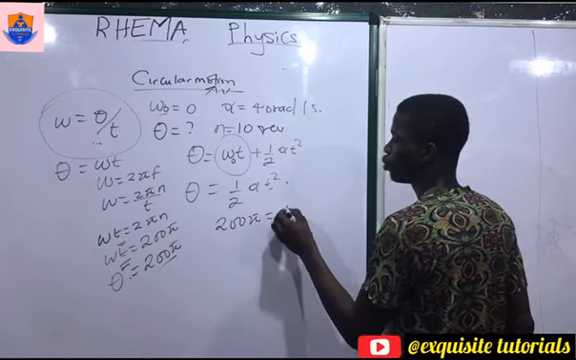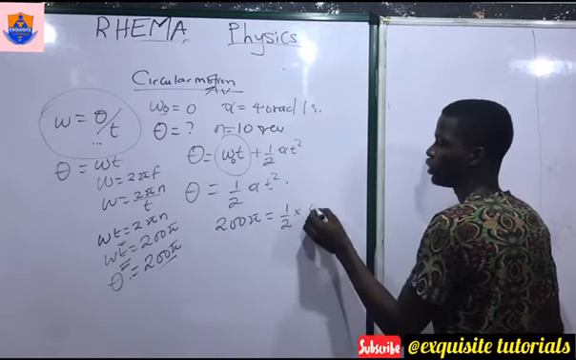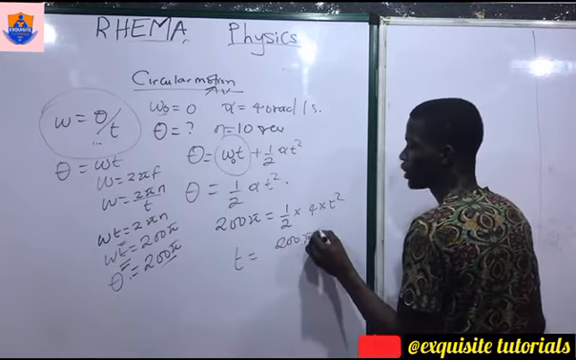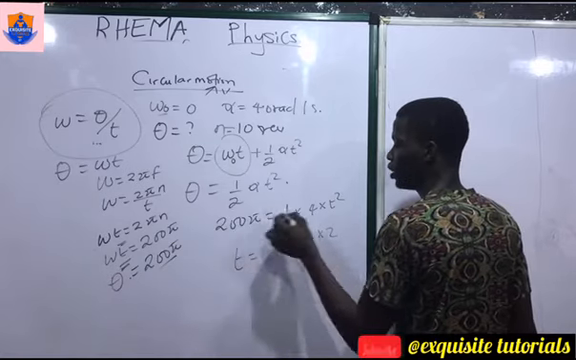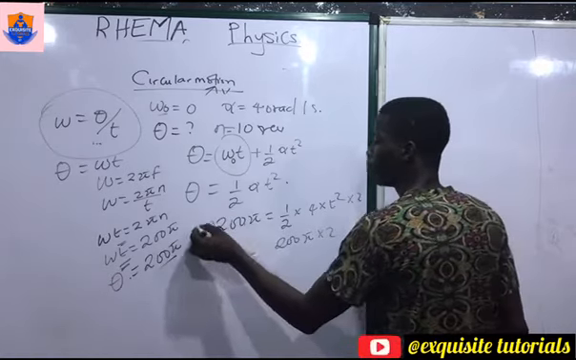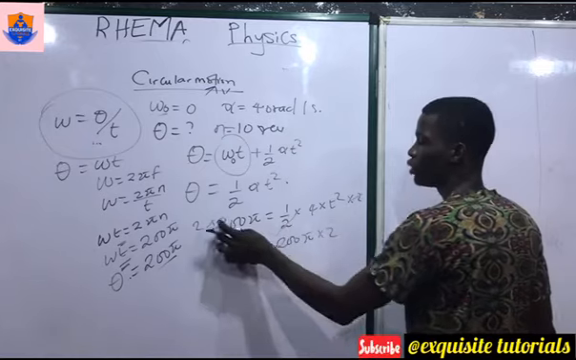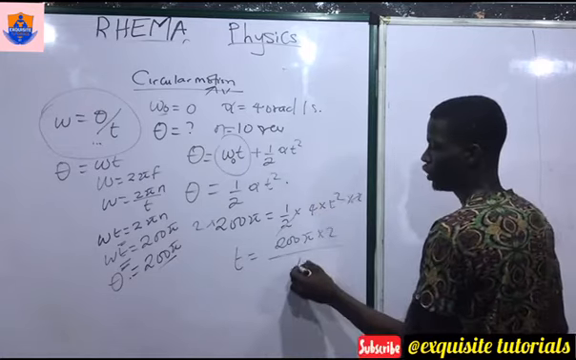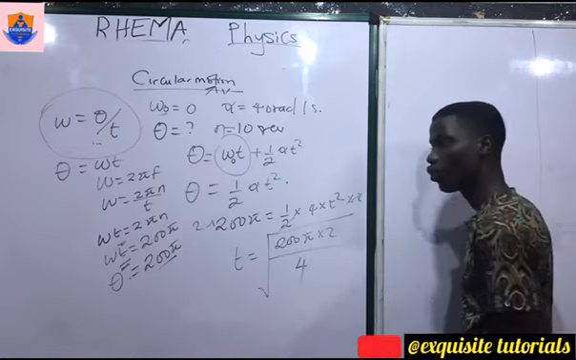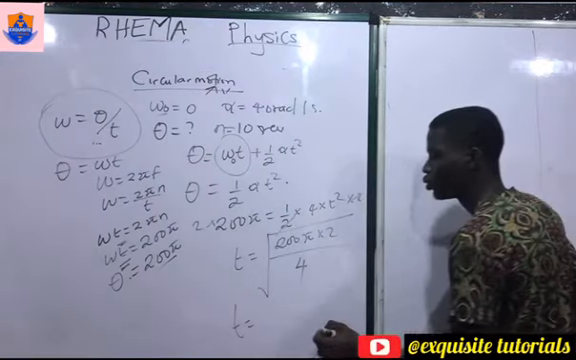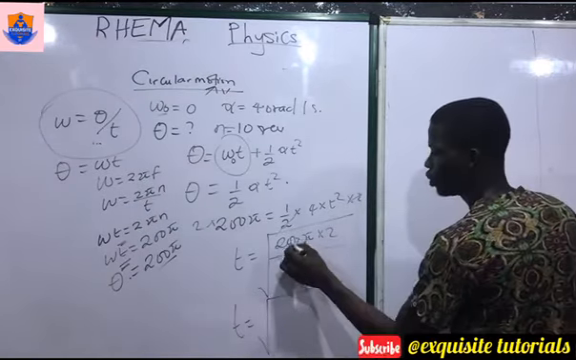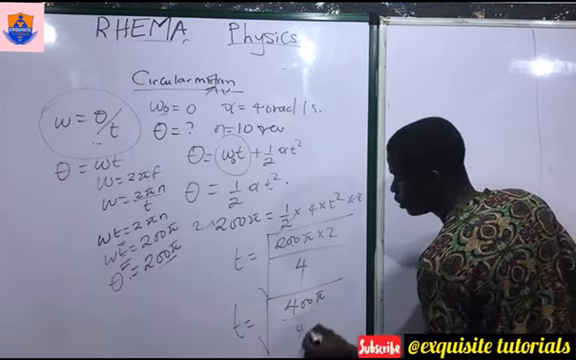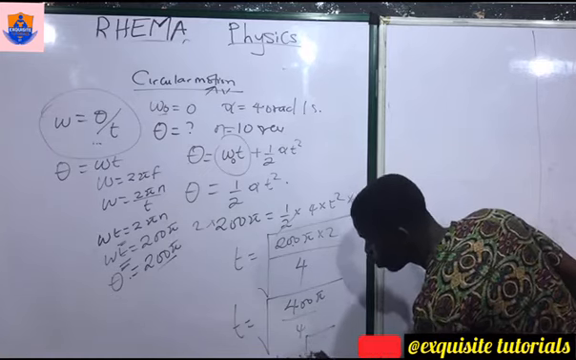200 pi is equal to 1 over 2 times our alpha, which is already given, 4 t squared. So my t now will be equal to 200 pi times 2. If you multiply 2 by both sides, this one will cancel this one, and you'll have the 2 here. So it will be 200 pi. Then, to get the value for just your t, you divide by 4 and take the square root of all of it. So my t will now be equal to the square root of 200 times 2, which is 400 pi, over 4. That will give you t equals the square root of 100 pi.